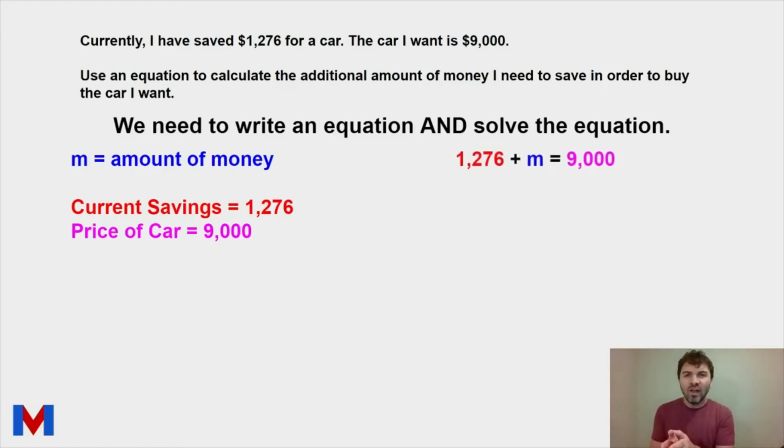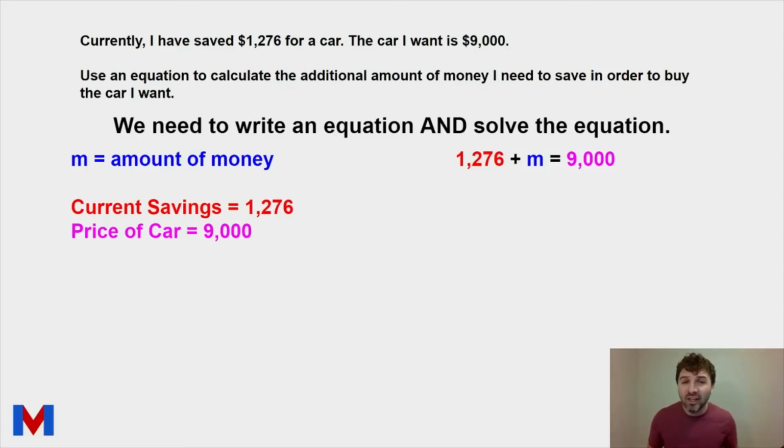If I have $1,276, I need to increase that by how much to get to $9,000? You see what I did there? The amount of money that I have, it needs to increase, or additional money needs to be what? To get 9,000. So we wrote our equation, now we got to solve it. And again, solving means get that variable by itself, get that M by itself.